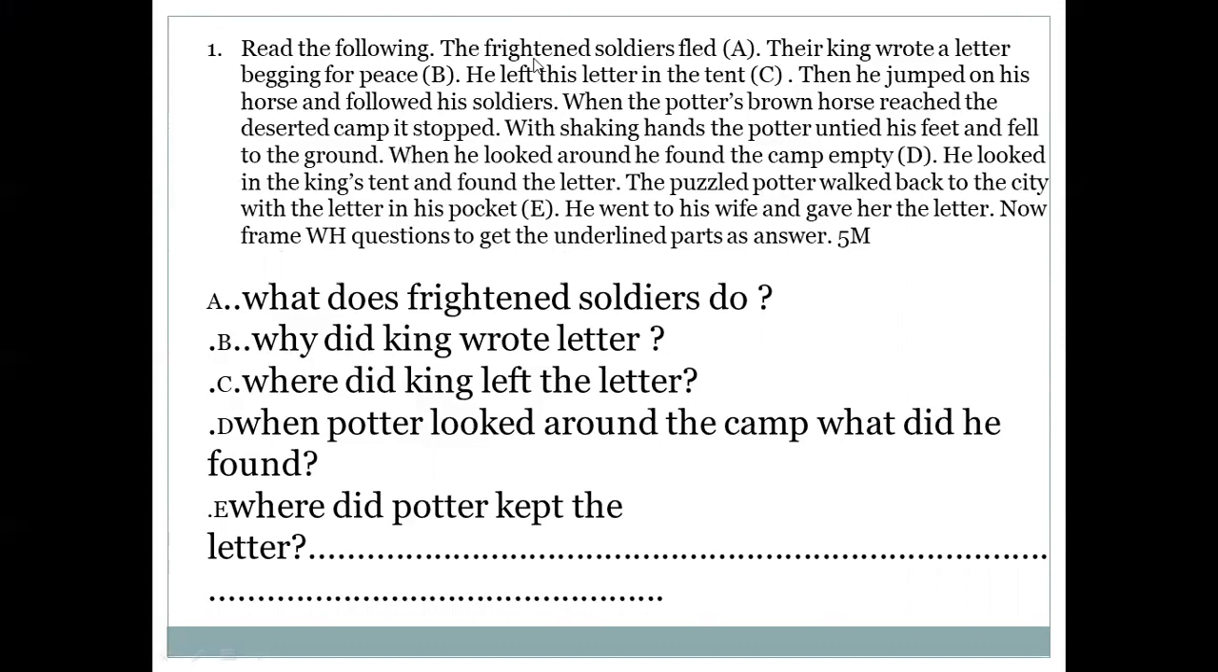Okay. So first, the frightened soldiers fled. So this sentence should come as an answer. So what does the frightened soldier do? They fled out. So the frightened soldiers fled is the answer. And the king wrote a letter begging for peace. So why did the king write the letter? The king wrote the letter begging for peace. And he left this letter in the tent. Where did the king leave the letter? In the tent. And when he looked around, he found the camp empty. So when the potter looked around the camp, what did he find? He found that the camp was empty.